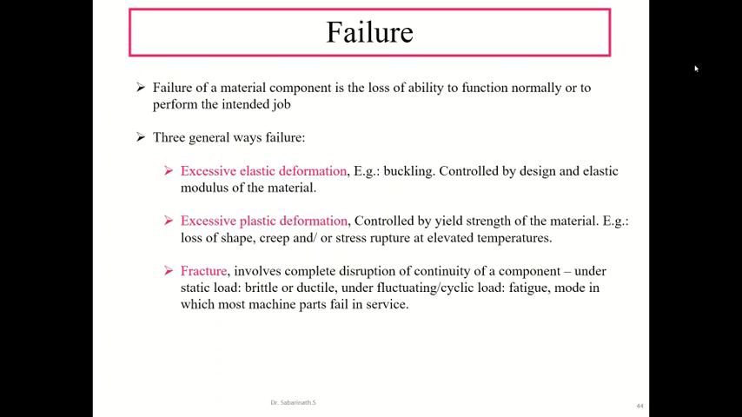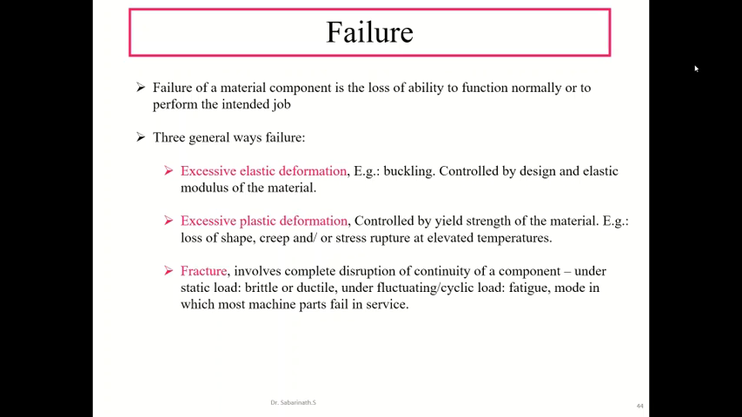So welcome to this new video. Last class we were discussing iron carbon phase diagrams, and now let us look into failure and what the different failure mechanisms are.